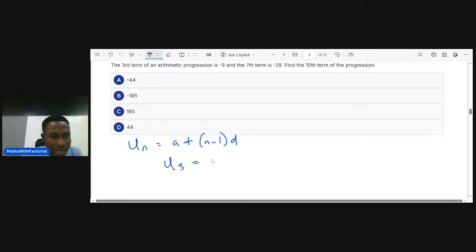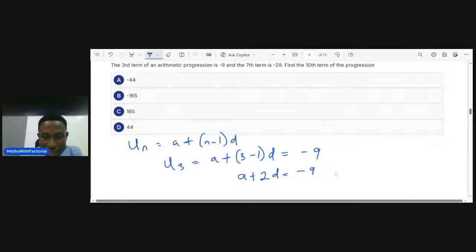A. You are not given A, right? A plus, what is your n? Your n is 3. The question says the third term. So A plus, open bracket, 3 minus 1, close bracket D, equals what? They've given us already, it is minus 9. So let's write this equation out. A plus 3 minus 1 is 2, so 2 times D is 2D, equals minus 9. Call this equation 1.